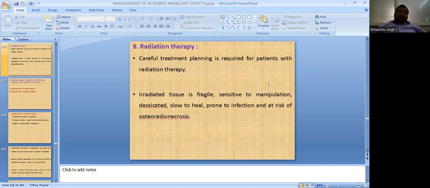Radiation therapy. Careful treatment planning is required for patients with radiation therapy. Irradiated tissue is fragile, sensitive to manipulation, desiccated, slow to heal, prone to infection, and at risk of osteoradionecrosis.